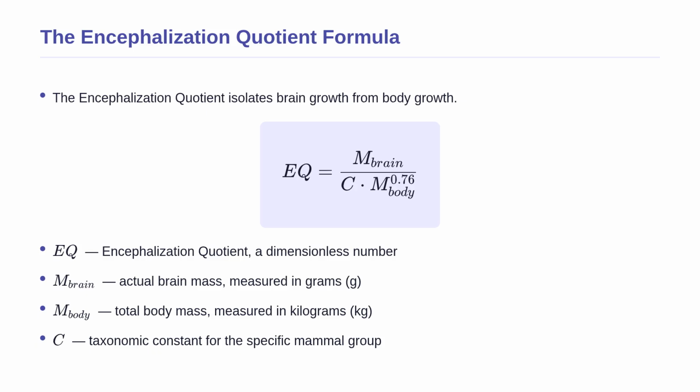The symbol C is a constant that calibrates the baseline for a normal mammal, and the exponent 0.76 accounts for the nonlinear scaling between brain and body size. If the actual brain mass increases while body mass stays the same, the EQ will increase, indicating higher cognitive capacity.